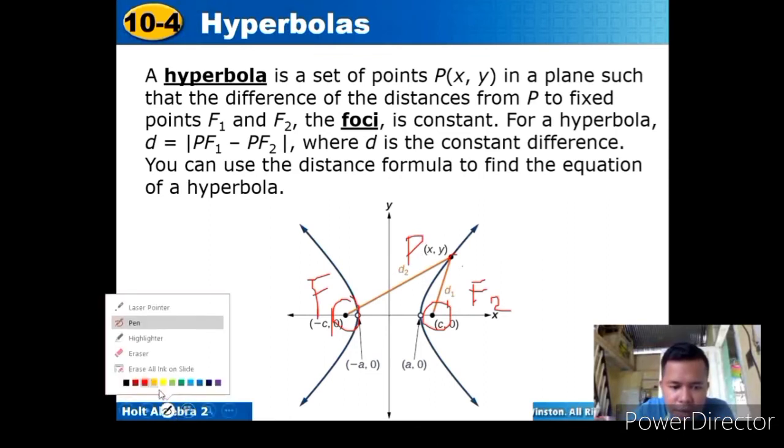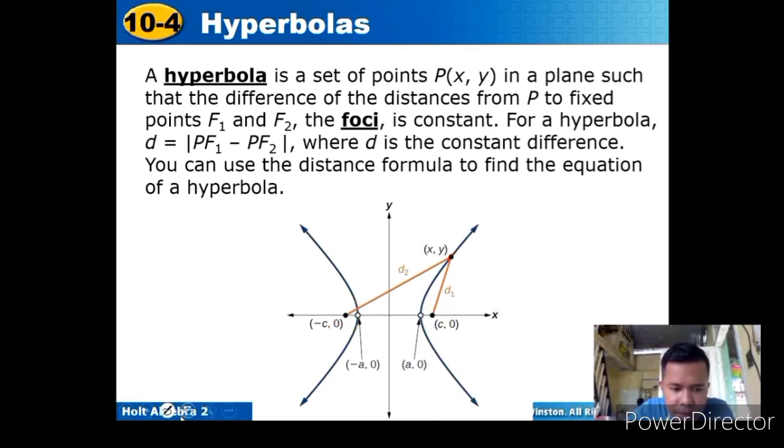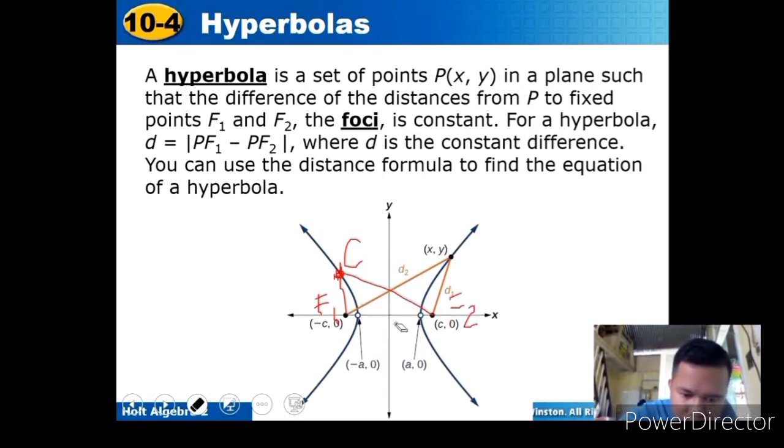So it is always constant. Okay, so let's make a separate form. For example, we have a point here, and the point here, with this point C, extended to this F1 and F2. This is F2.